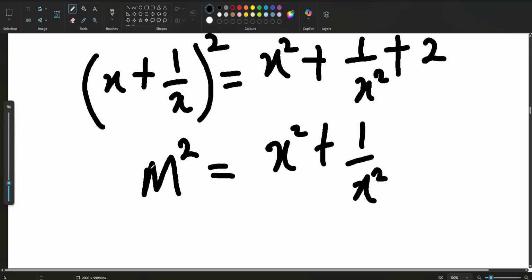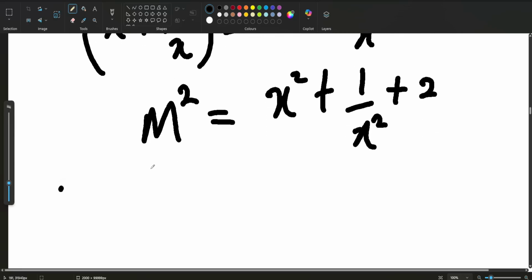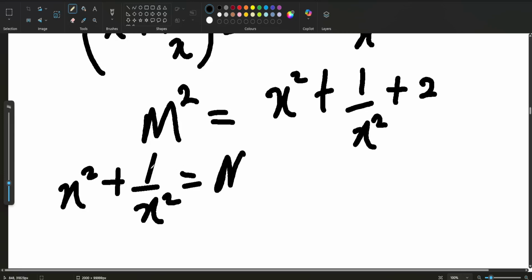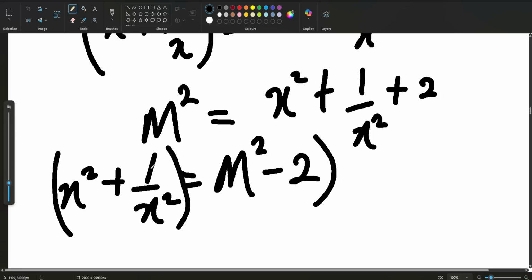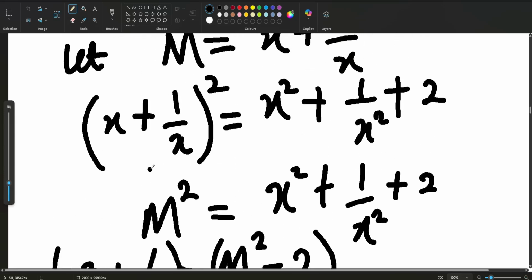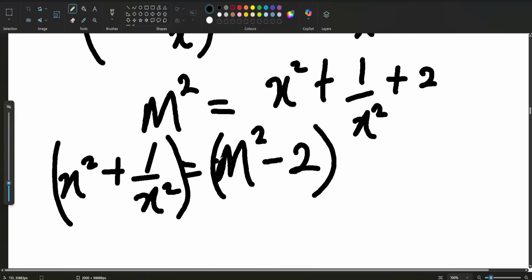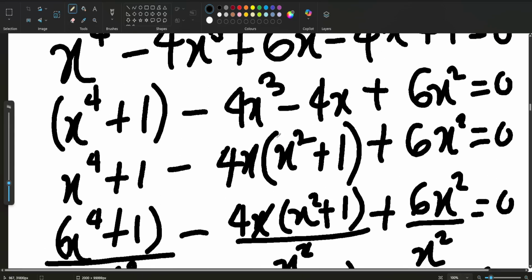plus 2, right? So that means x squared plus 1 all over x squared is equal to m squared minus 2, right? So this expression here is now equal to this. We will now replace this expression here, we'll replace it with m squared minus 2 in this equation.